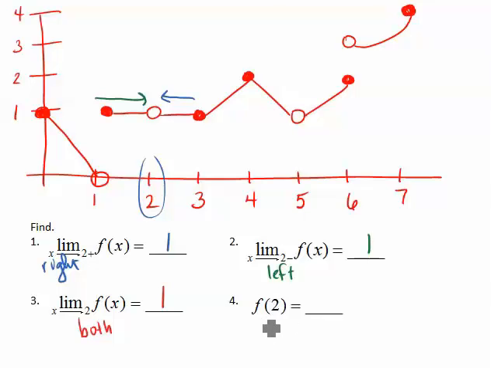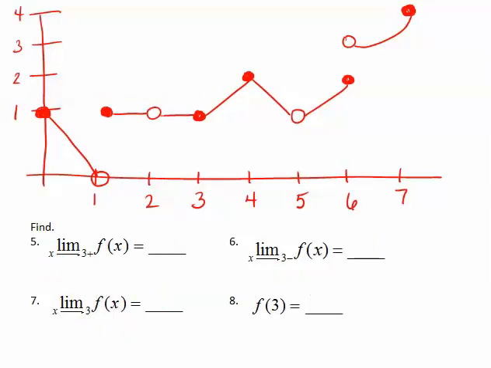But now the tricky question, what is its actual height? That's what f of 2 means. What's its actual height at 2? Notice how it's not a colored in dot. So since it's not colored in there and there's no dots above or below, we have to say that f of 2 does not exist, and we'll just use DNE for that.